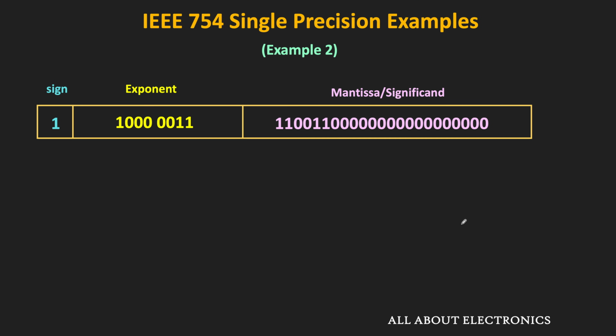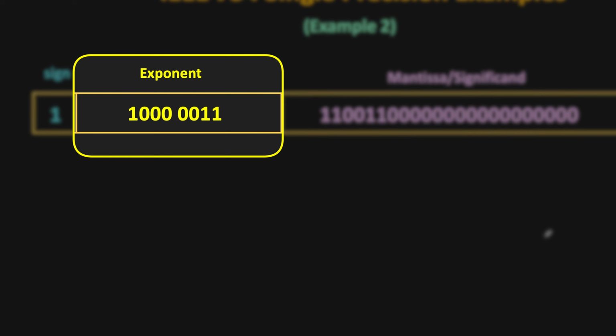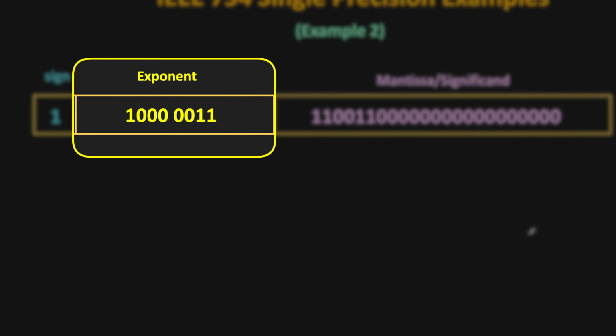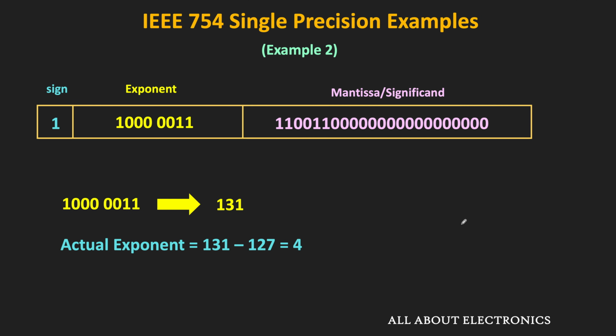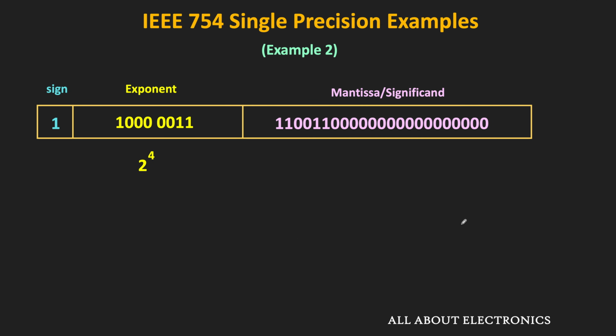Now, let us find out the actual value of the exponent. Here, the exponent is equal to 10000011 and in decimal, that corresponds to 131. Like I said, while storing the value of the exponent, the bias of 127 is added to the actual exponent. So if we subtract the bias from this exponent value, we will get the actual value of the exponent. Here that is equal to 4. So we can say that the exponential part is equal to 2 to the power 4.